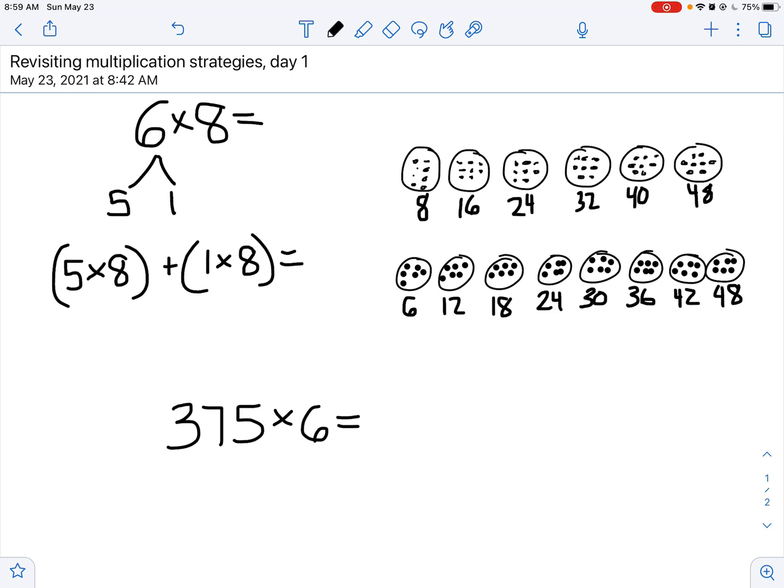We all know how to count by 5s really fast. So if I go 5 times 8, 5, 10, 15, 20, 25, 30, 35, 40, and then I have 1 times 8, I get 8. Well, that's just 48. Easy peasy. This is the most efficient strategy that you guys have beyond just knowing your facts and having them memorized. So I'm hoping a lot of my 3rd graders are going to show me distributive property.